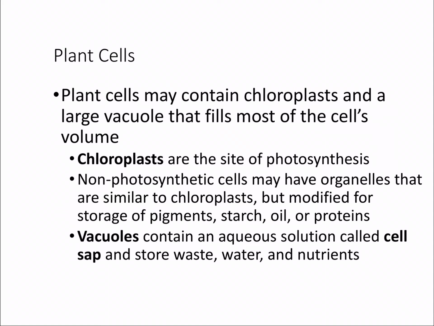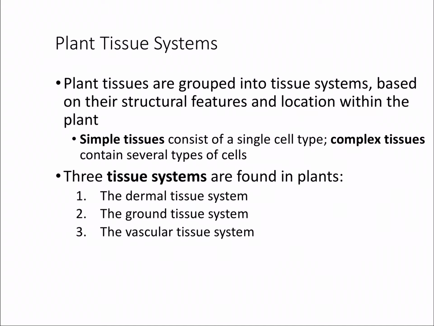All right. This is interesting. Non-photosynthetic cells in a plant may actually have organelles similar to chloroplasts, but they're modified for the storage of excess pigment, starch, oil, and proteins, right? So you're only going to find functional chloroplasts in the shoots where photosynthesis is happening. Okay. Vacuoles contain an aqueous solution called cell sap and store water, waste, and nutrients.